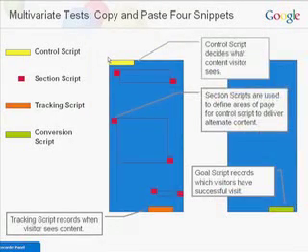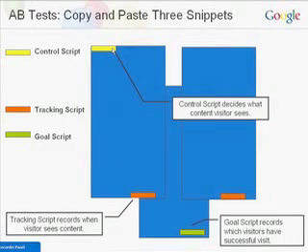So in this example, you have the control script, which will let the A page run. And then we have the tracking script at the bottom of the A page. This will record when the page view has completed. Similarly, we have a tracking script at the bottom of the B page, and that will record when the visitor has viewed the B page.